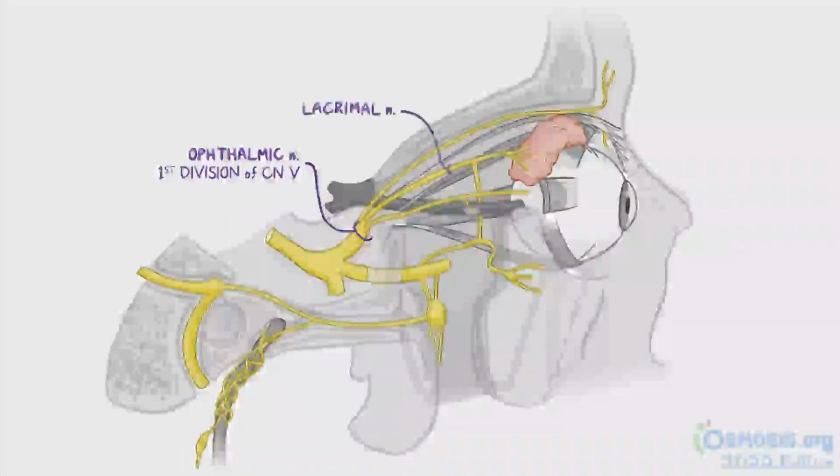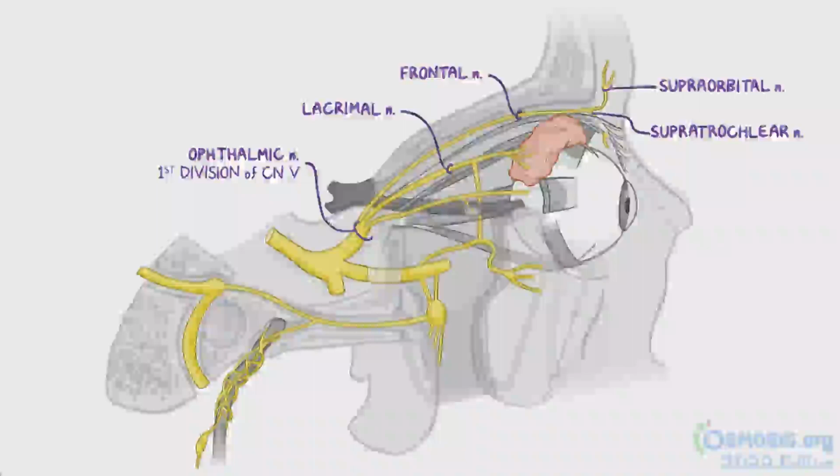Now let's move on to the branches of the ophthalmic nerve, which is the first division of cranial nerve 5. The lacrimal nerve runs laterally to innervate the lacrimal gland. The frontal nerve runs anteriorly and divides into 2 branches, the supratrochlear and the supraorbital nerve.